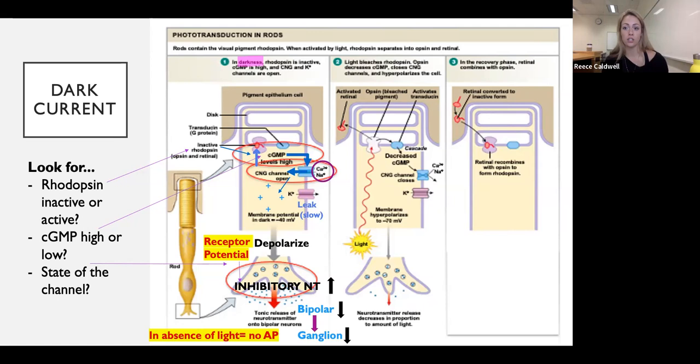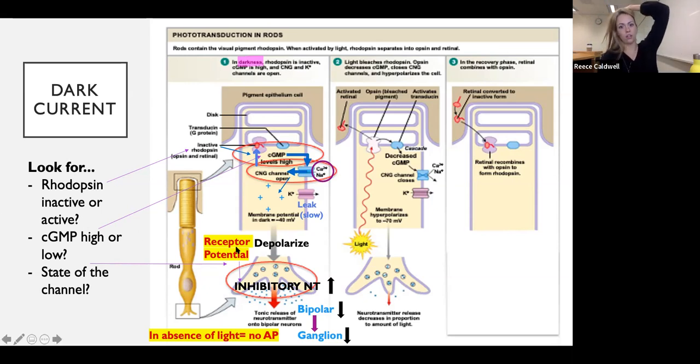I would probably make a chart that's like dark, light, and then fill in, okay, in the darkness, we have inactive rhodopsin, we have high levels of cGMP, we open our CNG channel, calcium and sodium flow in, we depolarize, receptor potential, release inhibitory neurotransmitters, decrease the firing rate of bipolar neurons, decrease the ganglion cells. In the absence of light, we have no action potential.